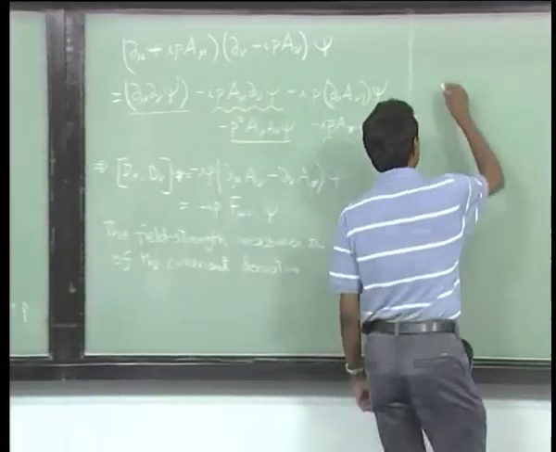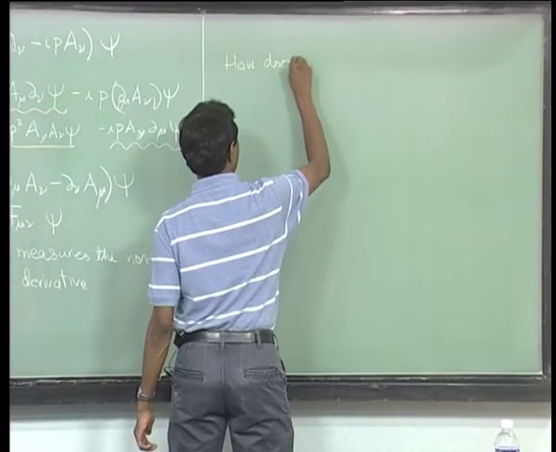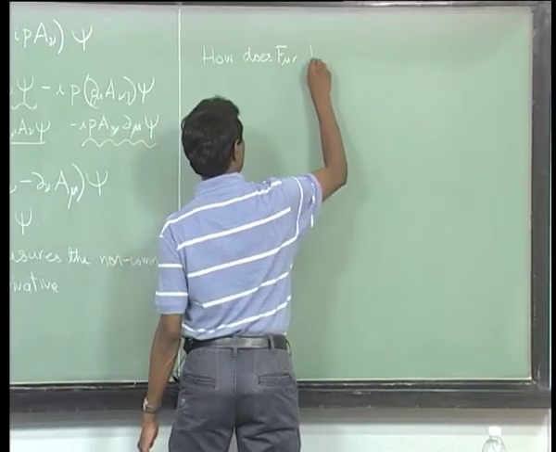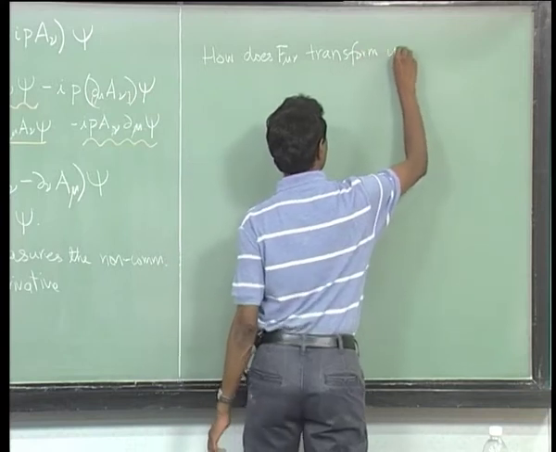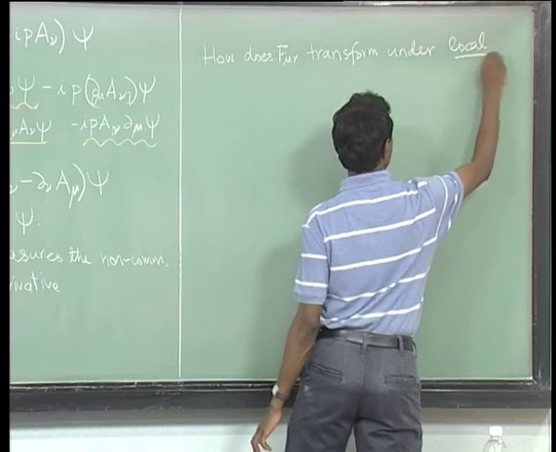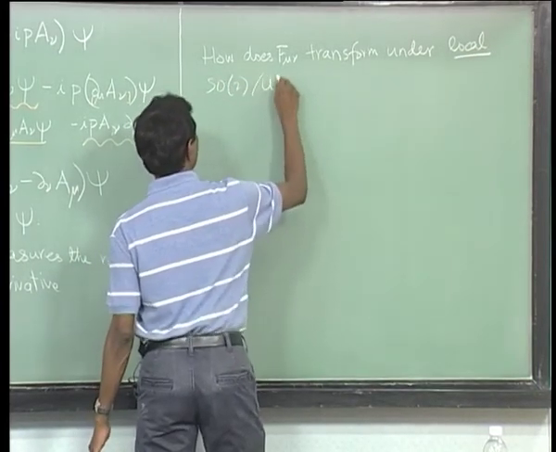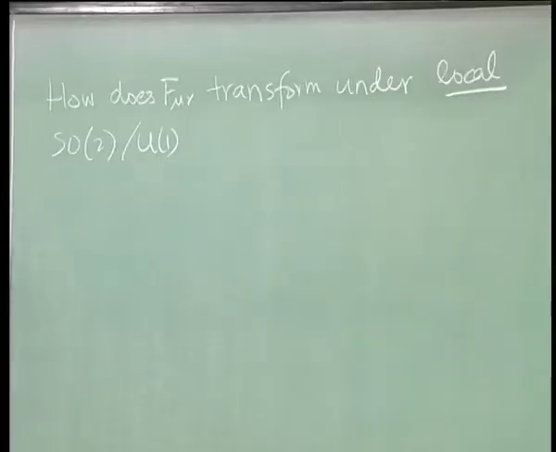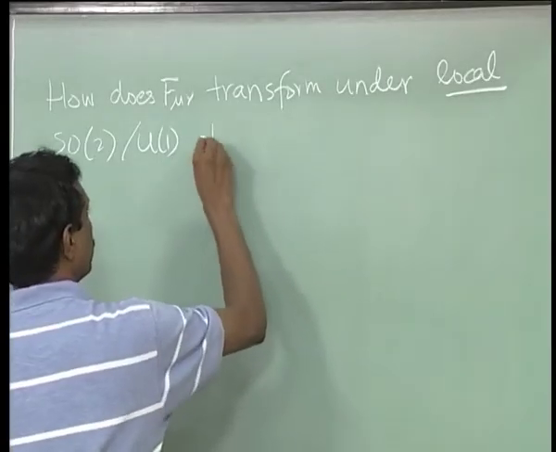So yeah, you can ask how does F mu nu transform under local SO2, which is the same as U1. If you write it in the complex basis, it is called U1 transformations.